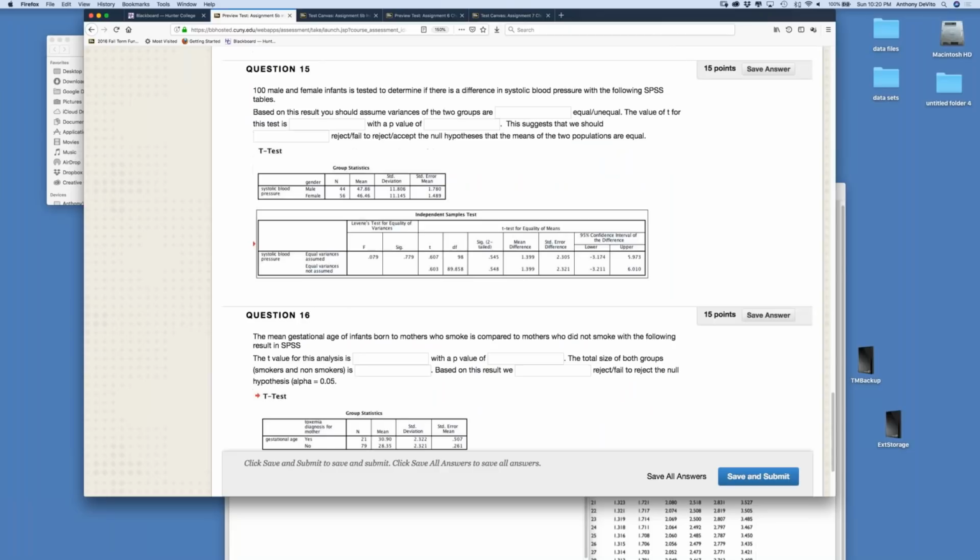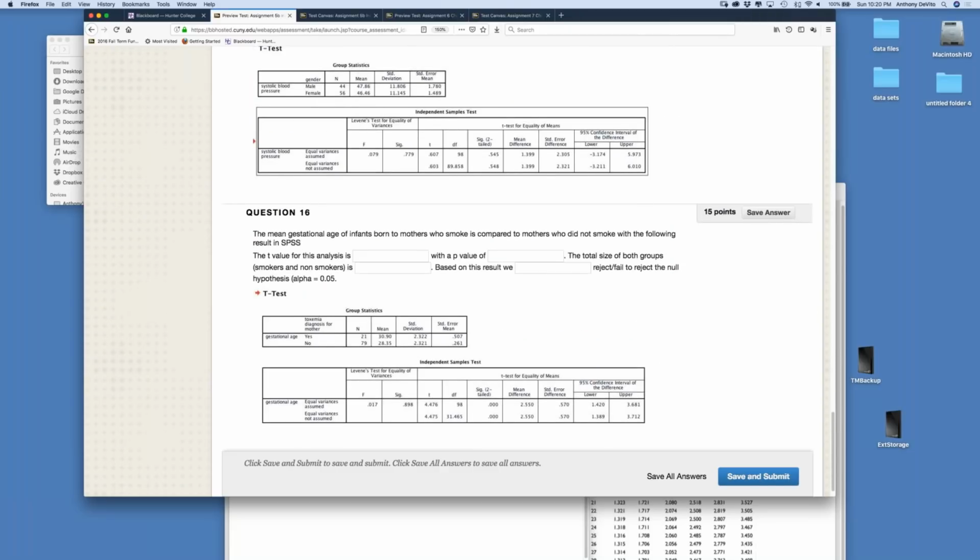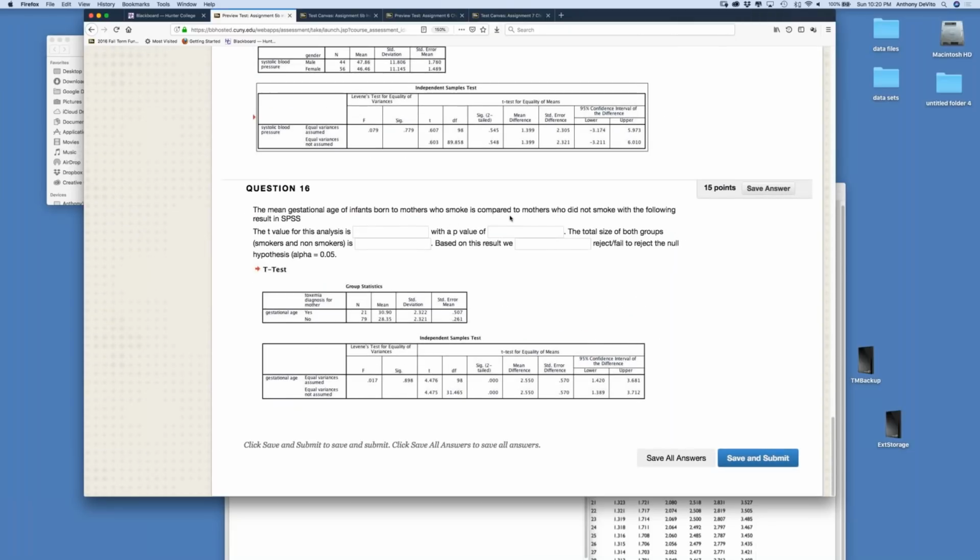Okay, let's take a look at the next part here. The mean gestational age of infants born to mothers who smoke is compared to mothers who did not smoke, with the following result in SPSS. Again, here we have the tables. In this case, the standard deviations again are very similar, so we assume equal variances, and our significance for the equality of variances is bigger than 5%, so we use the top line.